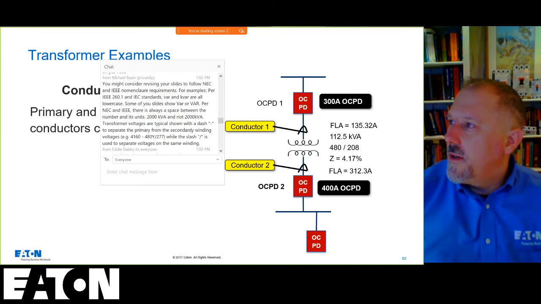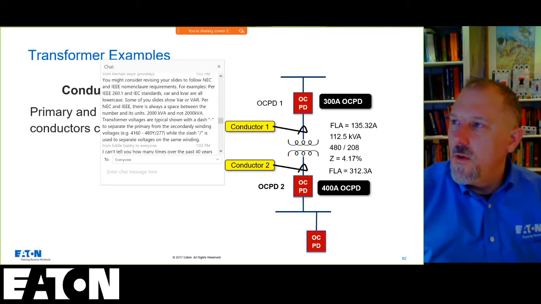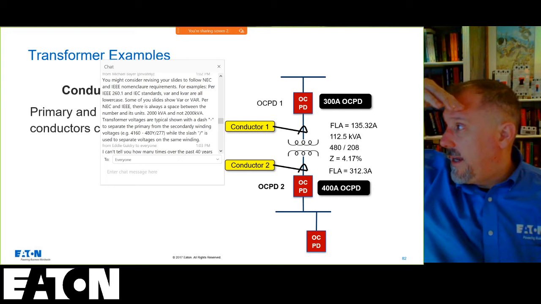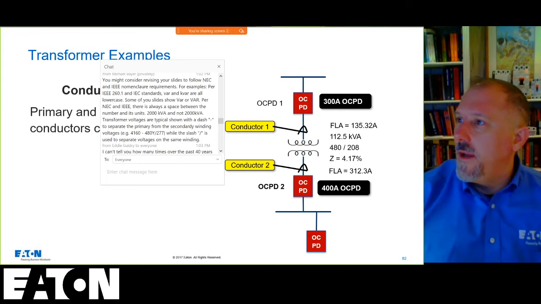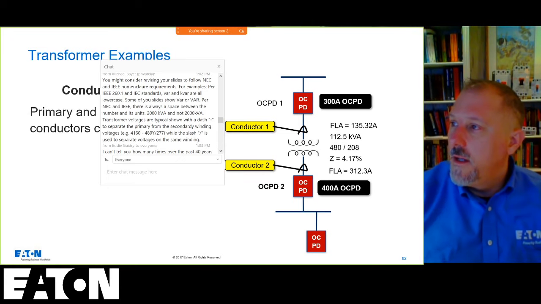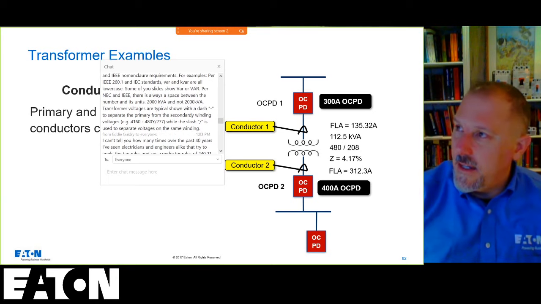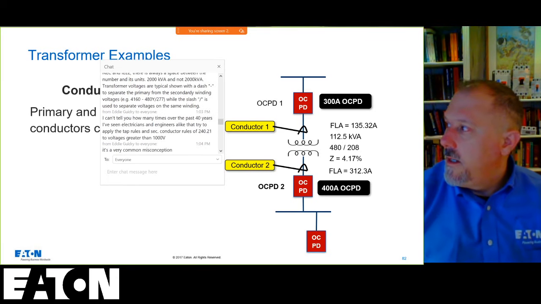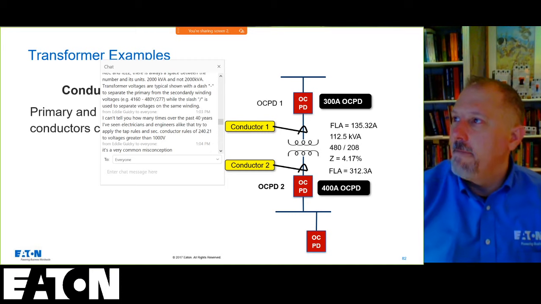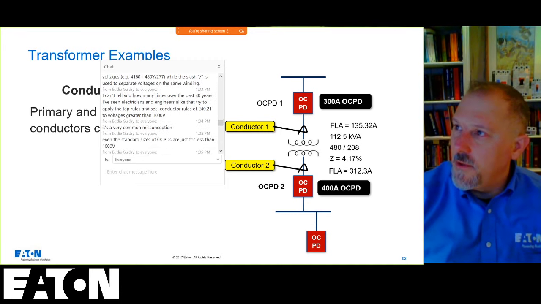NEC, IEEE nomenclature. For example, per IEEE standards, VARs and kVARs are all lower case. Yeah, good point, Michael. I try to follow that, and I may have screwed up in a few areas, or quite a few areas. I'm not as diligent. I keep going back and modifying. So, yes, good idea. I can definitely improve the PowerPoint by using the proper 480Y/277, small k, big V, big A, and putting a space in between. Thank you. I will do that.